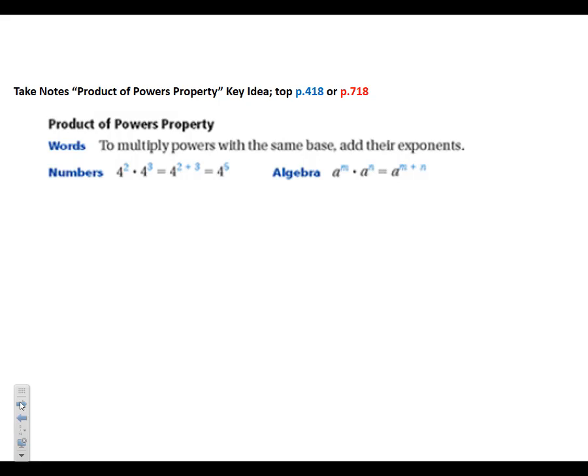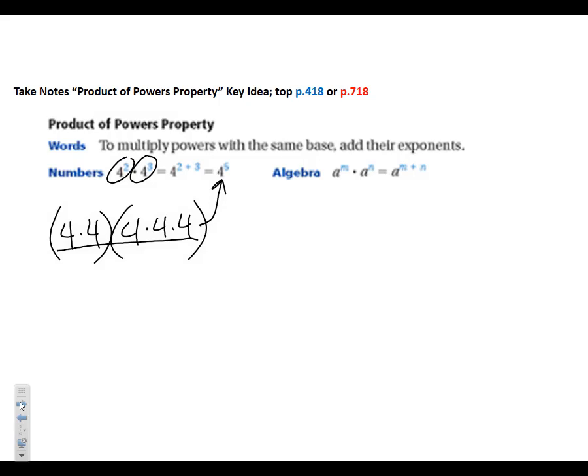Now let's prove why that is. If I were to write this 4 squared as a product, it would be 4 times 4. And then I could multiply that by the product of 4 to the cube, which would be 4 times 4 times 4. And then what do we have? We have 5 4s there, and so hence we can understand there's 2 here, there's 3 there, add those together, we get 4 to the 5th. That's how it works. Algebraically, a to the m times a to the n, we have the common base of a, we just add the exponents m plus n algebraically.